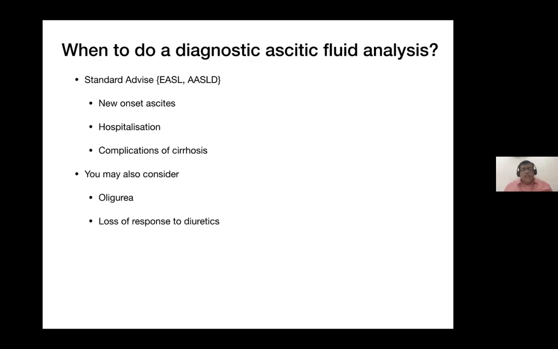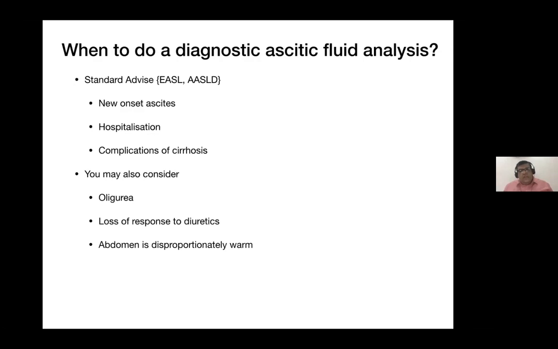Whenever there is a loss of response to diuretics, so patients who were on a stable dose of diuretics for a long period of time, did not have ascites, and now suddenly on the same dose of diuretics, despite being salt compliant, now present with ascites or worsening of ascites, then it is important to rule out infections, and therefore you would do an ascitic fluid analysis.